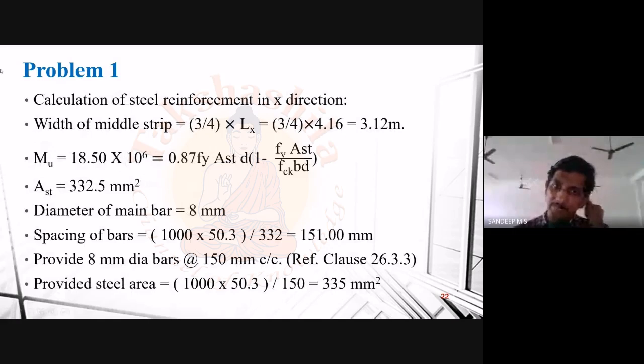Okay. Now what we have to do is that we have seen that in the case of restrained slab, we have to actually split the slab into 3 parts along x direction and y direction, which constitutes 1 middle strip and 2 end strips in both the directions.